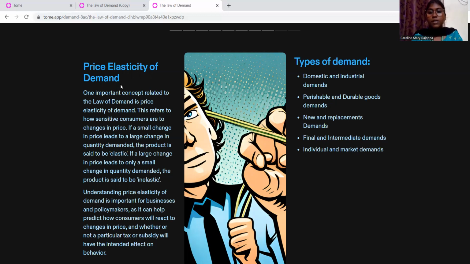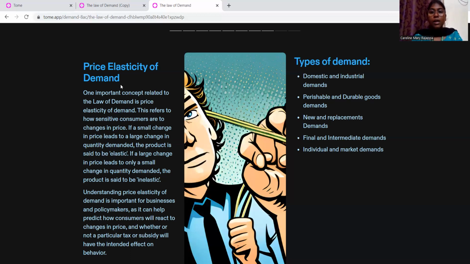Then comes the types of demand. Demands are like domestic and industrial demands. Domestic is like household demands, such as washing machines and other kitchen and home appliances. And industrial demand is like industries using many machines and manufacturers. In that way, industrial demand is very vast.